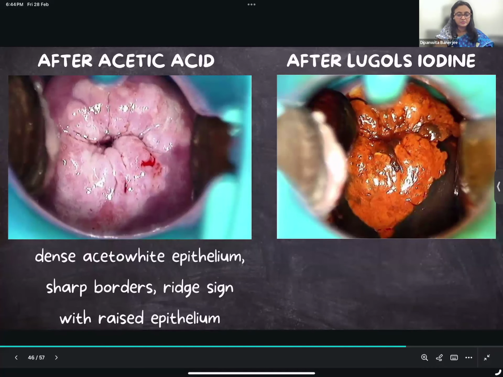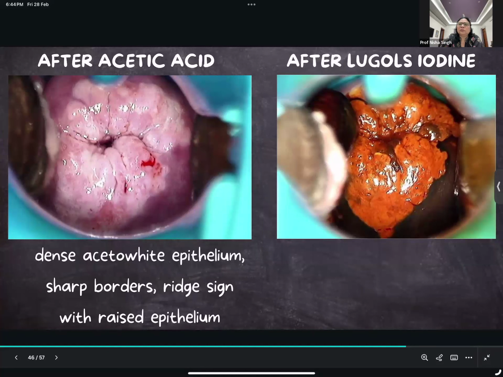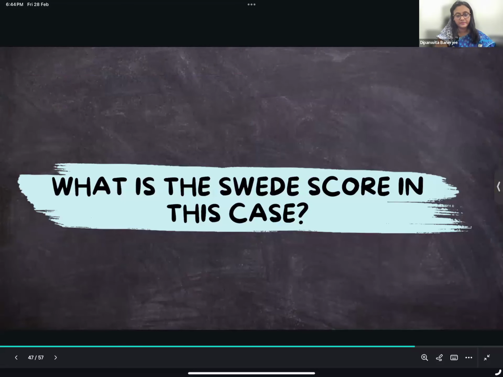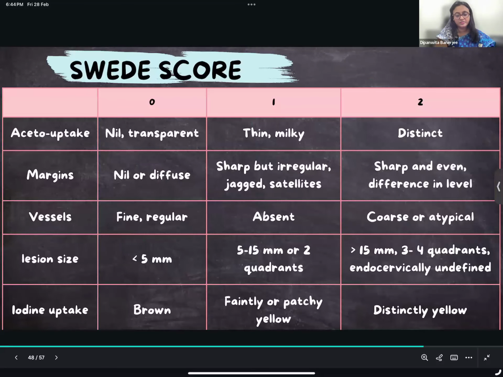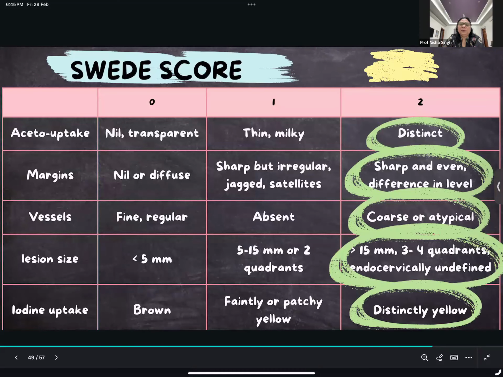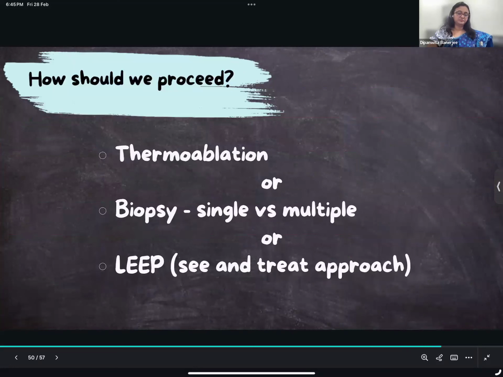It's a dense acetowhite lesion with sharp borders, and this is called the ridge sign, with raised epithelium. So it will definitely be a high grade lesion, if not invasive. It will be distinct, sharp, coarse, atypical, yellow. So we have to rule out invasive disease for her.